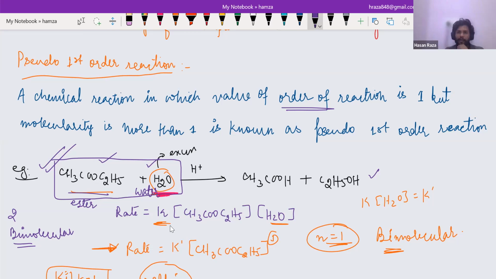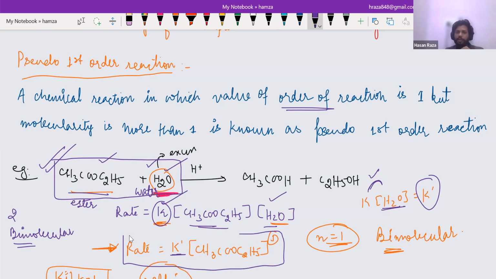Now come to the rate law expression. If you write the rate law expression, rate = K[CH3COOC2H5][H2O]. Since H2O is in excess, I took H2O as constant, and K into H2O will be treated as a new constant K dash. So the rate law expression is now this. Now, can you find the order of reaction after seeing this rate law expression? What will be the order of reaction?